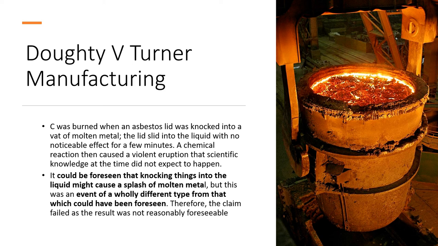In Doughty v Turner Manufacturing, the claimant was burned when an asbestos lid was knocked into a vat of molten metal. The lid slid into the liquid with no noticeable effect for a few minutes. Then a chemical reaction caused a violent eruption, which the scientific knowledge at the time didn't expect to happen. Now, it could be foreseen that knocking things into the liquid might cause a splash of molten metal, but this explosion was a wholly different type of injury, which could not have been foreseen. Therefore, it was not likely that some injury in this way was going to happen, and the claim was unsuccessful.